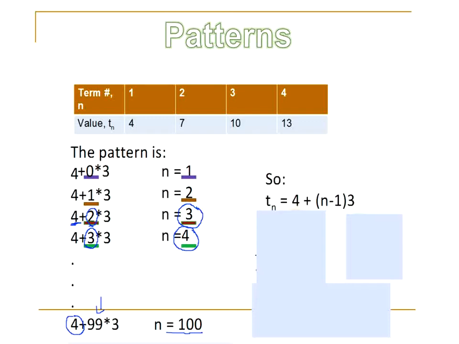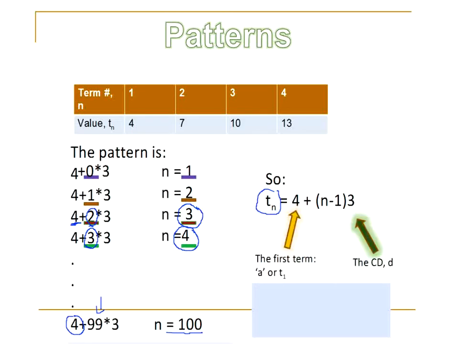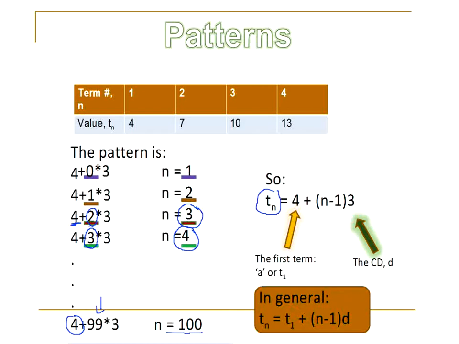So what we see here is that I can get the term value for any term number using this equation. And so this 3 was the common difference, and this 4 was the first term, which we'll call T1, or A. I'll usually use T1. So in general, when we have a common difference, we get an equation that says Tn equals T1 plus n minus 1 times D.